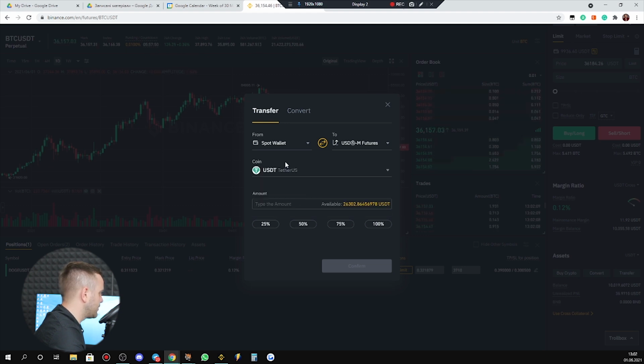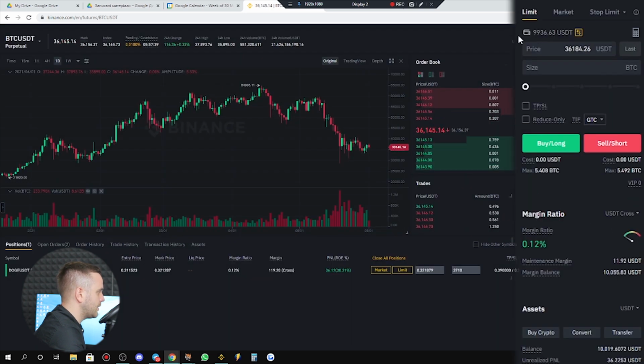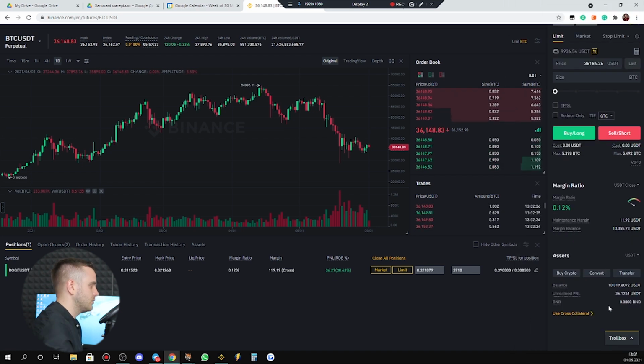I personally have USDT. And take a look here, that's the amount of money that I have on spot. And here you can deposit part of the money. I already have 10,000 USD here. I don't deposit all the money on the futures account because we have leverage. I don't need a bigger amount of money on the futures account.